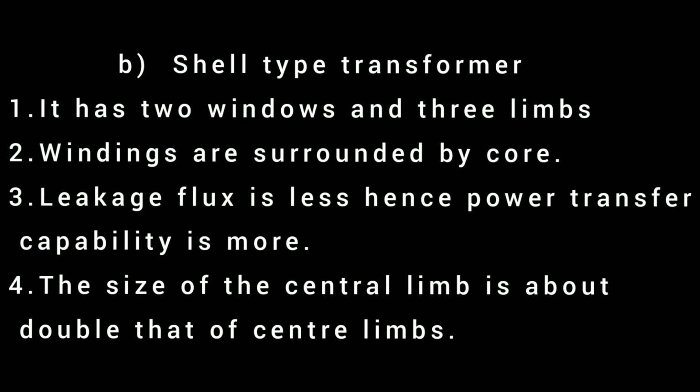That is, both the windings are placed around the central limb, and the other two limbs act as a low reluctance flux path. Next point is leakage flux is less, hence power transfer capability is more. Next point is the size of the central limb is about double that of outer limbs. So the central limb carries full flux, whereas the side limbs carry half of the flux.